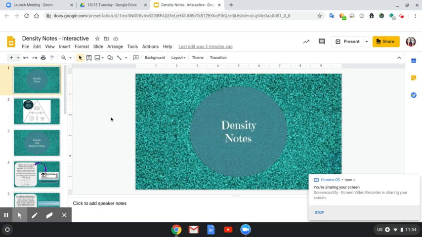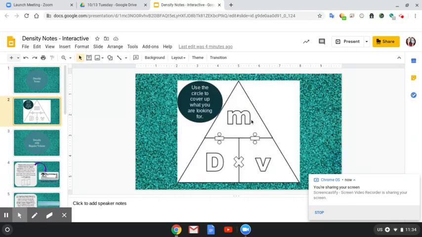All right, you guys, so we're going to be going over what is density. We've covered mass, we've covered volume. When we go into density, we call this our density triangle, one, because it is a triangle, but two, it also gives you your formulas on how to rearrange the equation. Density is equal to mass divided by volume.